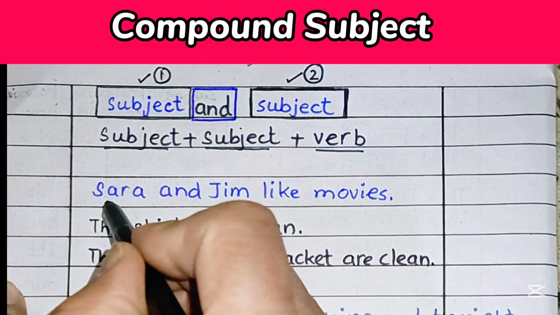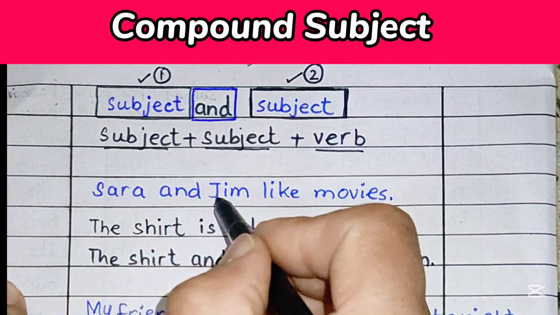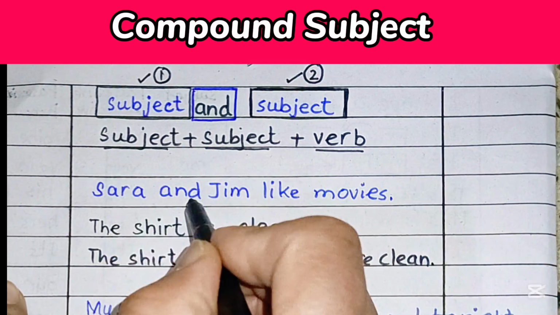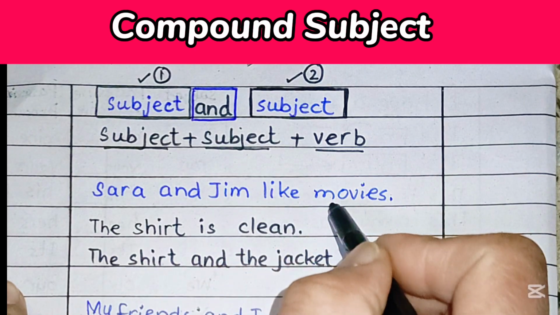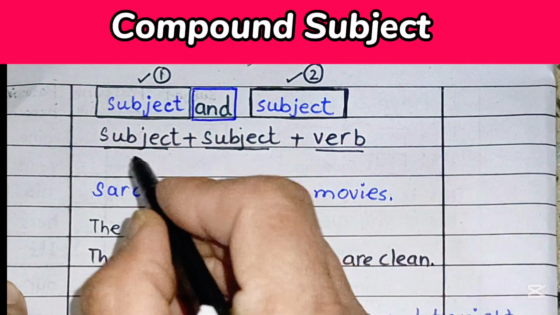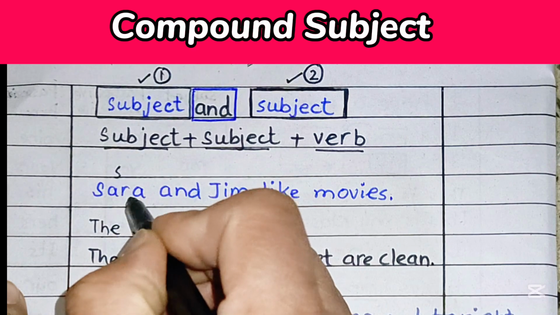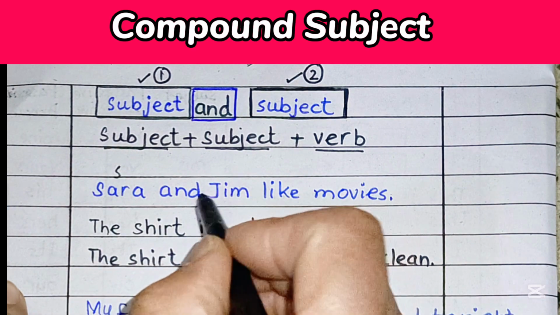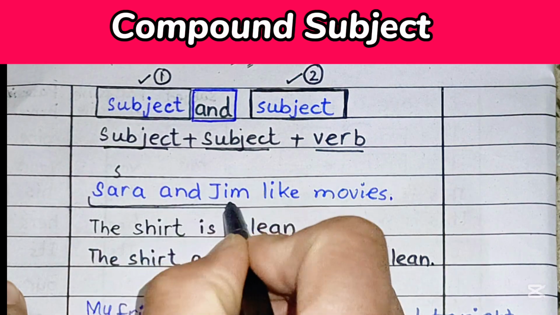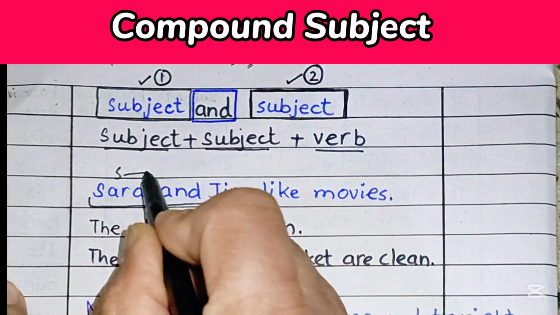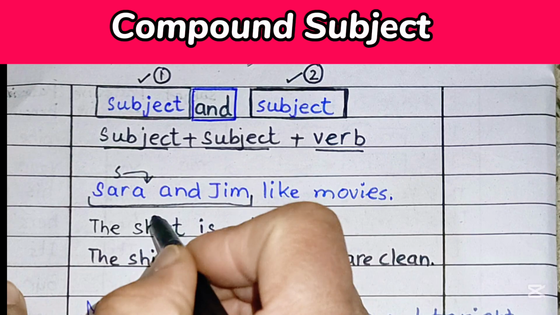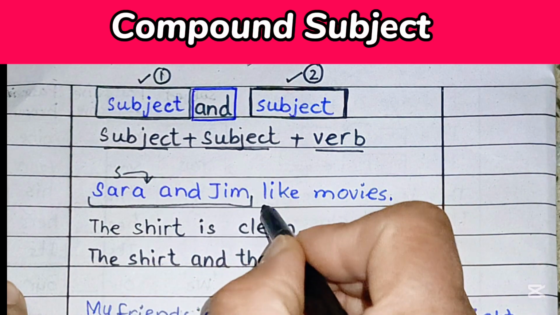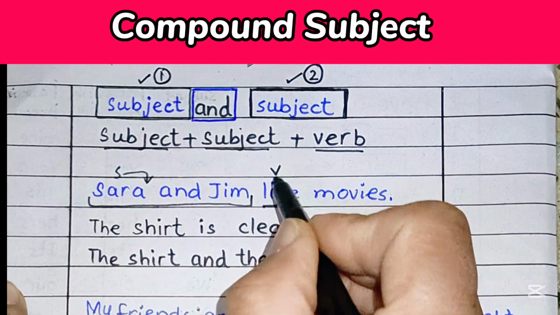Here are some examples. Sarah and Jim likes movies. Sarah and Jim like movies. Over here, Sarah is a subject and Jim is also a subject. So both of them are going to make one plural subject. Sarah and Jim like movies. Over here, like is a verb.